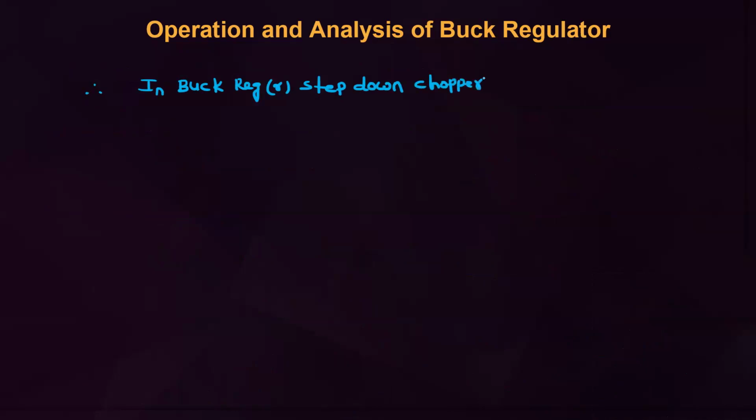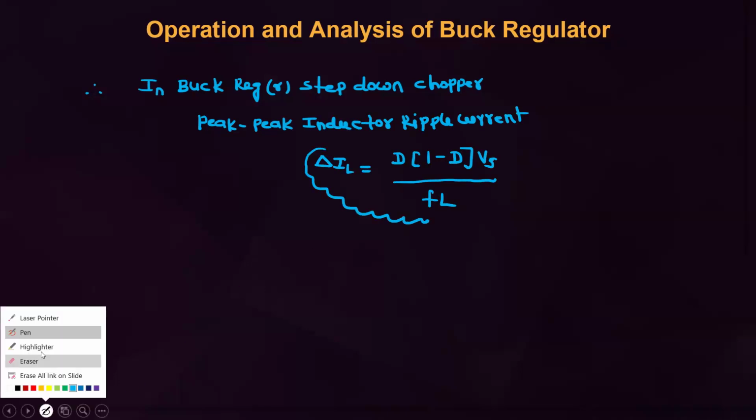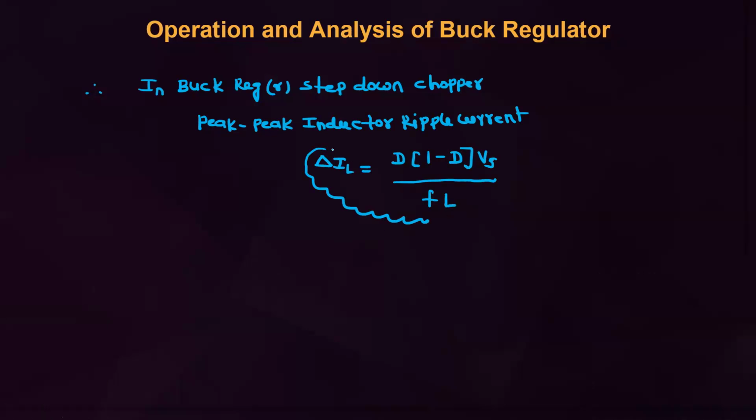What is the peak to peak inductor ripple current? Direct formulas are also asked in competitive exams. The peak to peak inductor ripple current, delta IL, equals d into (1 minus d) into Vs by f into L. Who is waiting for the final formula? D into (1 minus d) into Vs by fL. This is the peak to peak inductor ripple current.